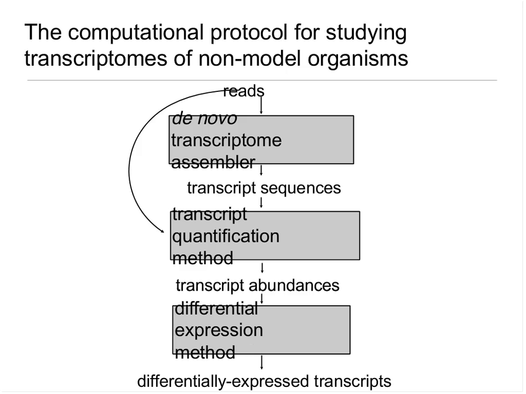And lastly, at the end of the day, often what we're interested in is changes in gene expression between different tissues or across time or across different treatments. And for this, we use differential expression methods that take in as input the transcript abundances from a number of samples, and then output a subset of those transcripts that look to be differentially expressed across those inputs.